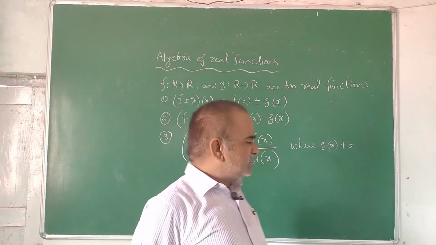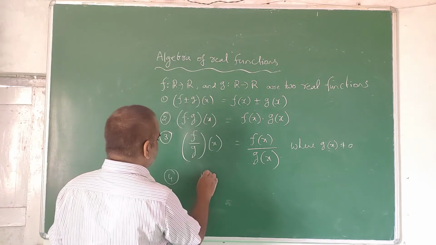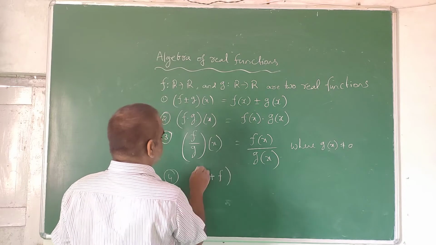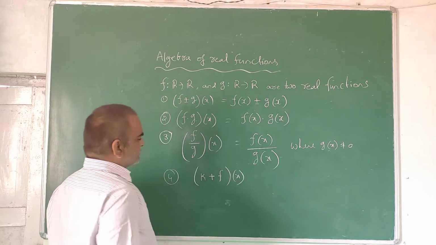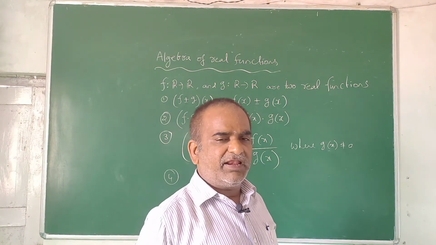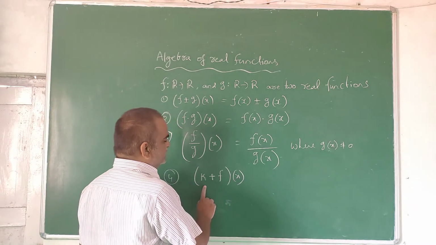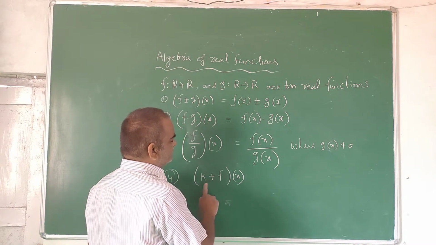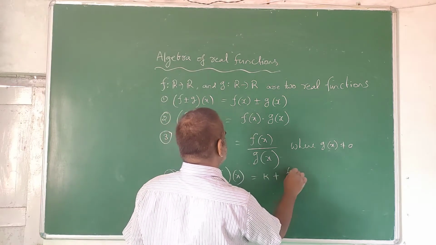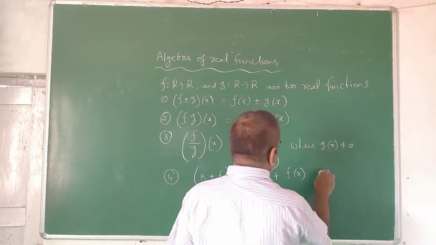Next, some constant added to some function, where this k is a constant, like 2, 3, 4, 10, 5 by 2, etc. So k constant plus some function f, the sum of these two, how is it taken? It is equal to the constant plus f of x, where k is a constant.